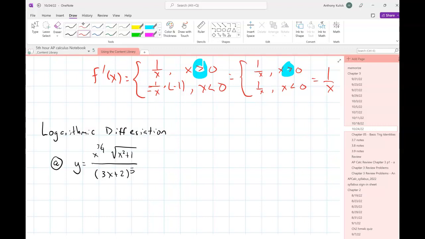So if I look at this problem, this looks like kind of a nightmare, right? If I'm going to take the derivative of this, I see a product rule, I see two chains, I see a quotient, I see a lot of time. Everybody agree?